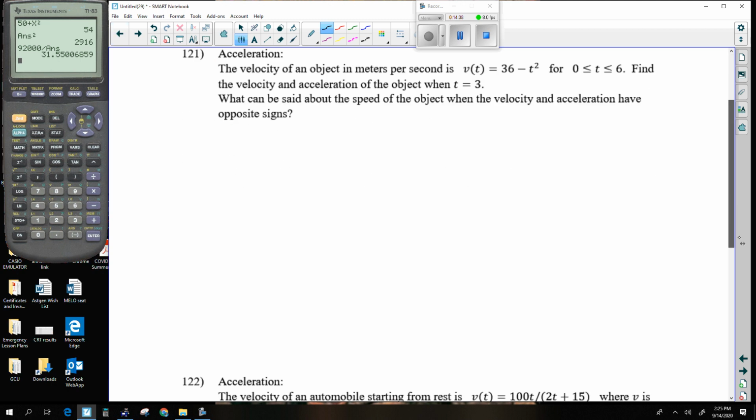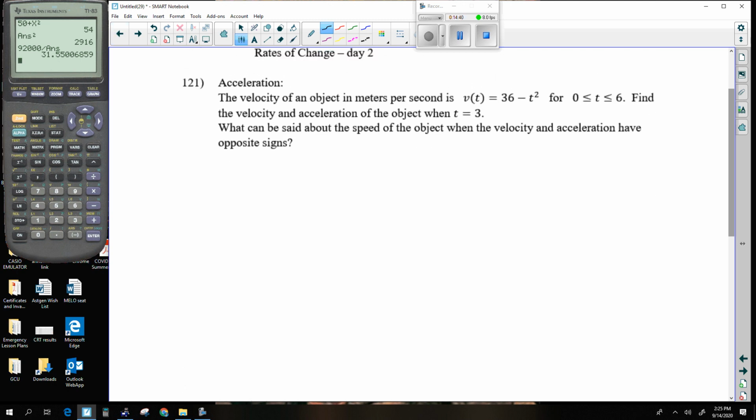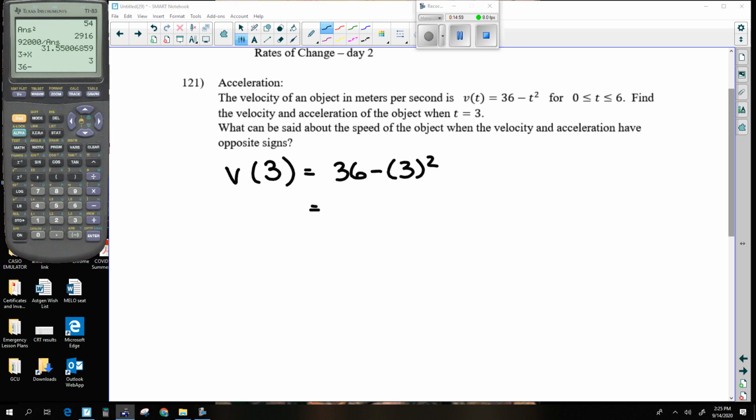All right, so the velocity of an object. Find the velocity and the acceleration of the object when t is equal to 3. So the velocity when t is equal to 3 is just v of 3. And so that's 36 minus 3 squared. Again, I can store this in my calculator. That's 36 minus x squared. That's 27 meters per second.